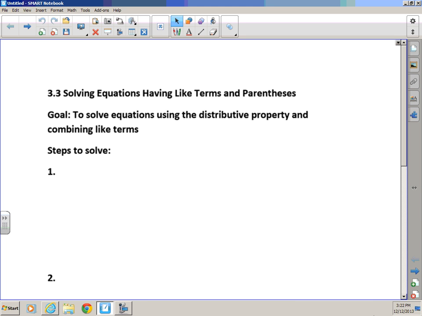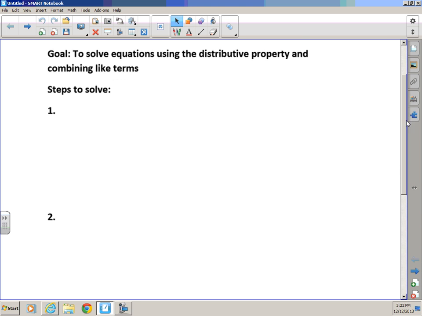So the topic we're going to cover today is how do we solve equations that have like terms and parentheses. Okay, so if you look at the goal, what we're going to do is solve equations using the distributive property and to combine like terms. Now, what is the clue that the distributive property exists? Well, it's pretty straightforward. If you see parentheses, then that is a clue that the distributive property exists.